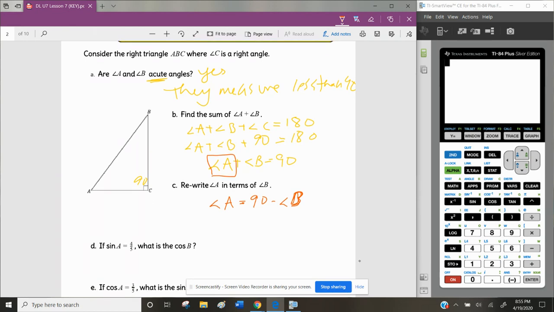Let's look. Let's say we have the sine of A. I know that sine compares the opposite over the hypotenuse. So if I look at angle A as my reference angle, BC, the opposite, would be 4, and our hypotenuse AB would be 5. O over H, 4 over 5.